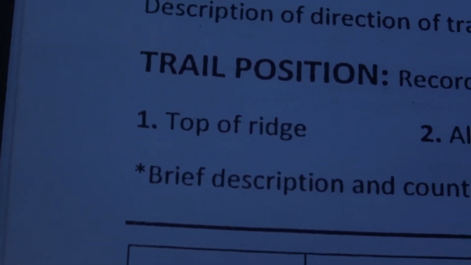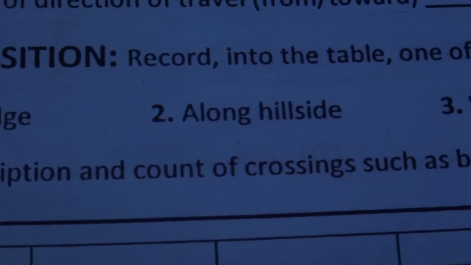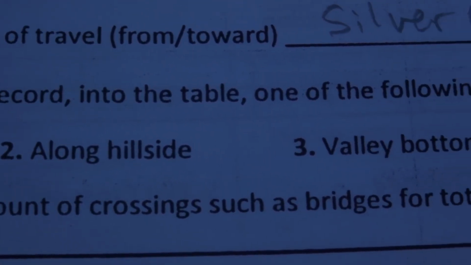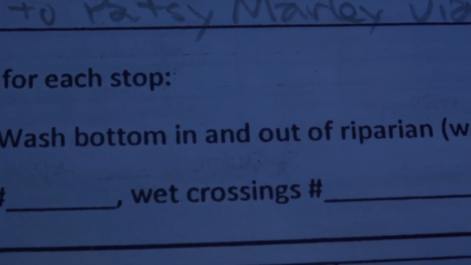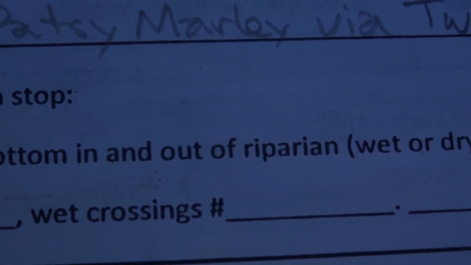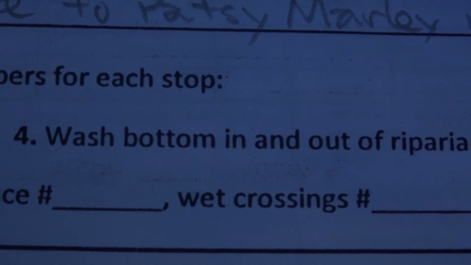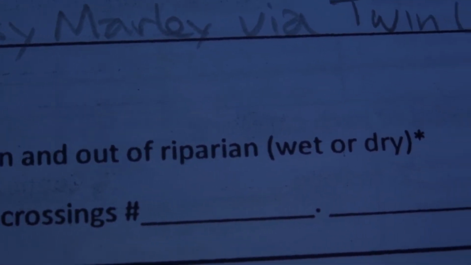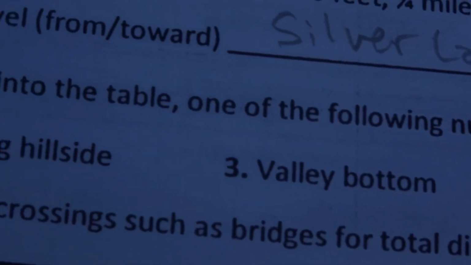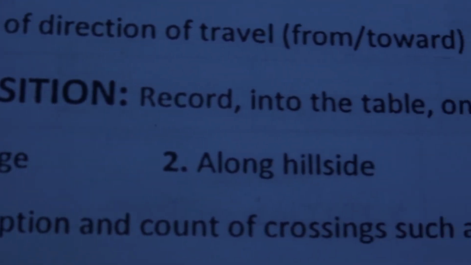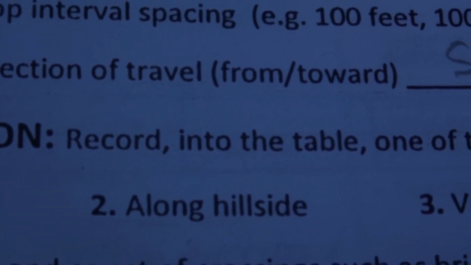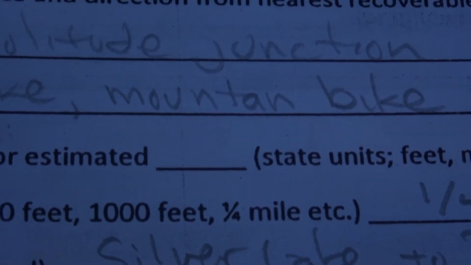So the first choice here, are we at the top of the ridge? No. Are we along a hillside? Yeah. Are we in the valley bottom? Almost. We're definitely not in a ridge. I mean in the wash bottom, and we're out of the riparian. It's not wet here except on a couple of little spots where we have to cross. So I have to decide here between along a hillside and in a valley bottom.